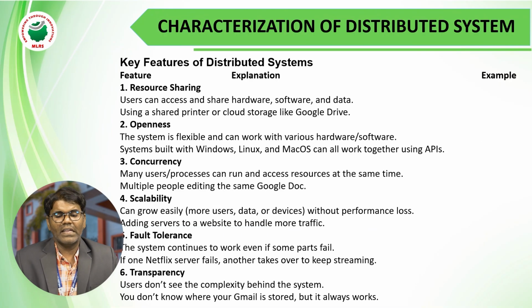Next, characteristics of distributed system. In this we have the key features. Key features means the important points in the distributed system that we'll learn now. First one is resource sharing. Resource sharing means users can access and share hardware, software and data. Whatever data we have stored and want to share, we can share through resource sharing.